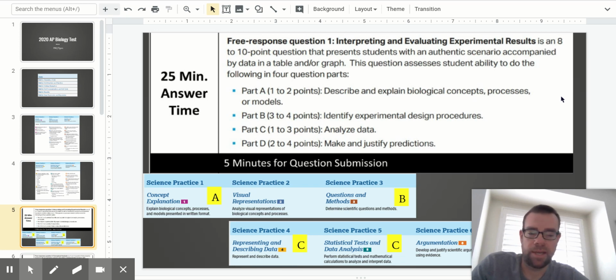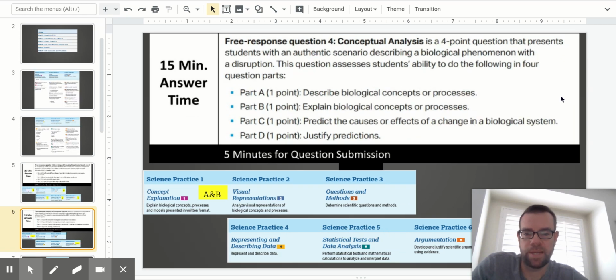Part C is going to be asking you to analyze some data, probably in either tabular, so a table, or in graphical format. And you're going to be asked to analyze that data. Part D will be asking you then to justify or make a prediction about that procedure or about that experiment. So again, that's going to be 65% of the test. The second question is going to be a 15-minute, probably 4-point question.